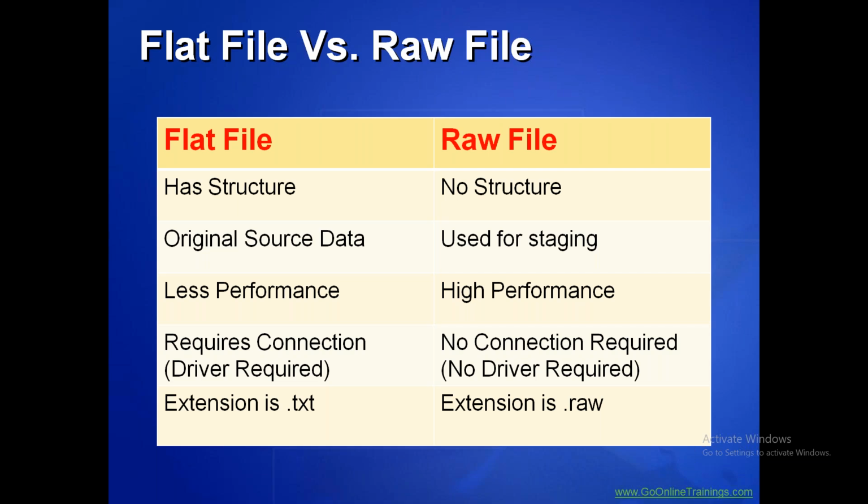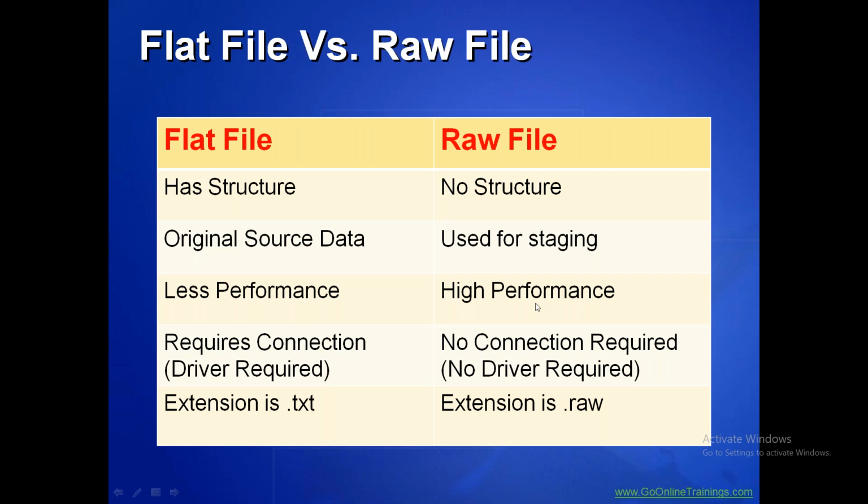Flat files have less performance because parsing is going to happen. These are slow to read and write the data. Raw files have high performance because no parsing is done, no validation, no checking is done. These are faster. Flat files require a connection; raw files require no connection. The flat file extension is .txt, here the extension is .raw. So this is what you need to understand.